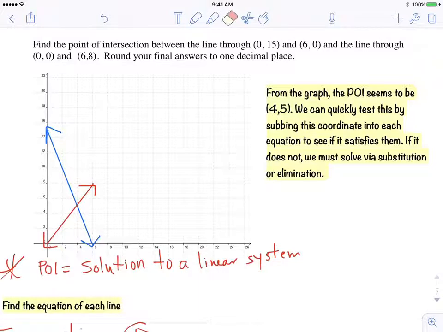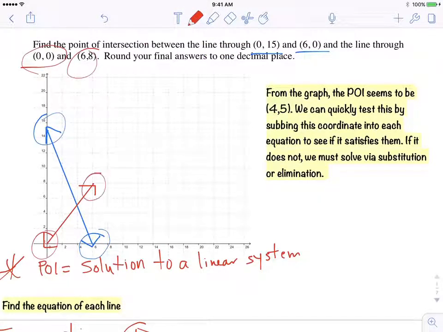This is a blast from the past, earlier on in the term or the beginning of the year, where we looked at finding the point of intersection. So from the graph, the point of intersection seems to be 4, 5. I just graphed the lines by using the coordinates. I had 0, 15, so I plotted 0, 15. I have 6, 0, so I plotted 6, 0. Same thing went for the other one. We've got 0, 0 as one of its coordinates and 6, 8 as another coordinate.